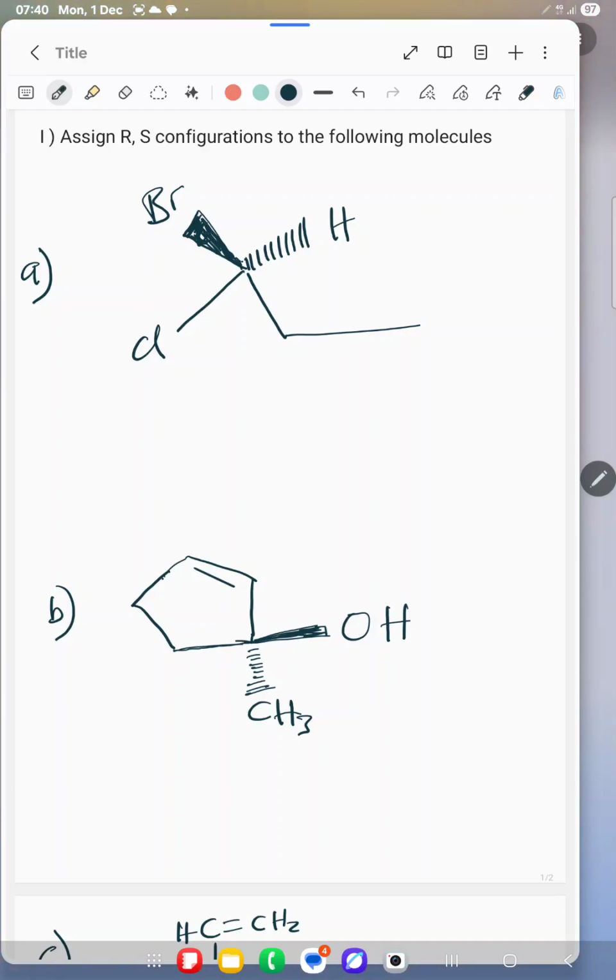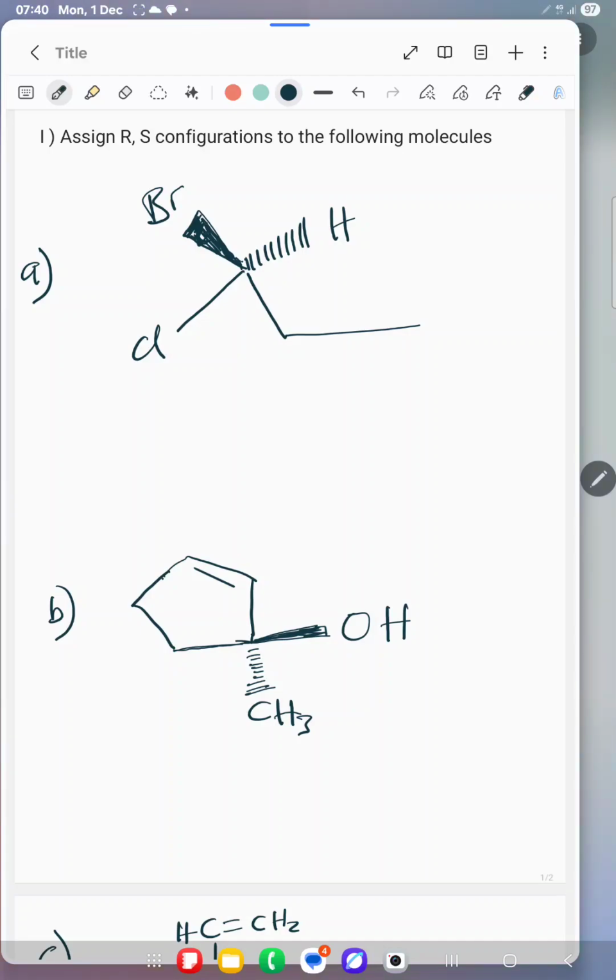In today's video, we'll be looking at RS naming systems. We need to understand what these RS naming systems are. RS naming systems are basic rules that are used in the naming of enantiomers and diastereomers. So we use the RS configurations to name the enantiomers or diastereomers.